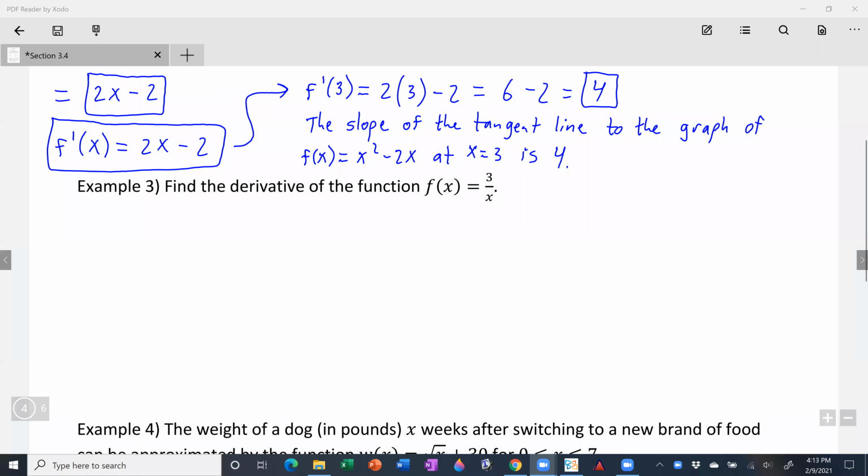Okay, let's continue with section 3.4 and finding the derivative. All right, in example 3, find the derivative of this function.